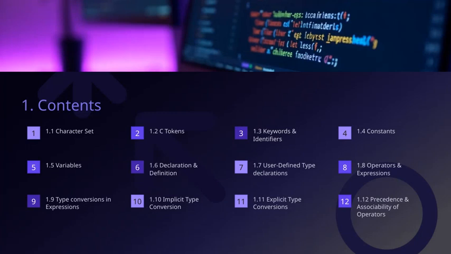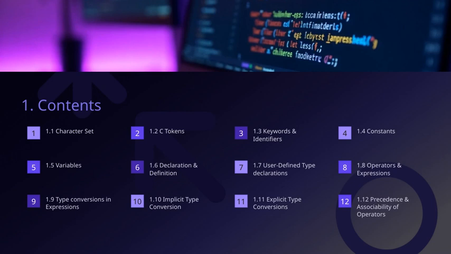Let's take a look at the contents of this section. Here, we're covering the foundational elements of C programming, starting with character sets, which define the characters we can use in our code. Moving on, we have variables, which are essential for storing data during program execution. Then, we explore C tokens. These are the basic building blocks of the language, like keywords, identifiers, operators, and literals. Next, we'll discuss type conversions within expressions, which are important for understanding how data types interact during calculations.